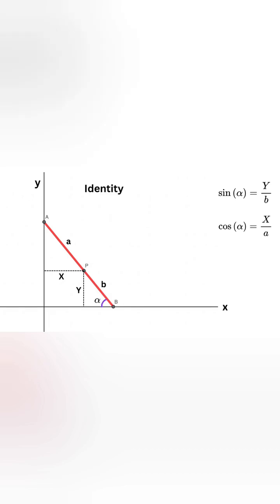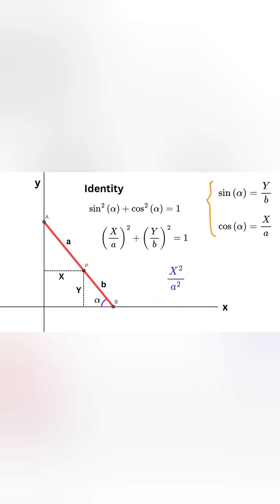Okay, now what is the next step that comes to our mind? Yes, the basic identity from trigonometry, which says that the square of the sine of an angle plus the square of the cos of the same angle is equal to 1. So substitute the values of cos and sine here to get x over a whole squared plus y over b whole squared equals 1. This gives x squared over a squared plus y squared over b squared equals 1.